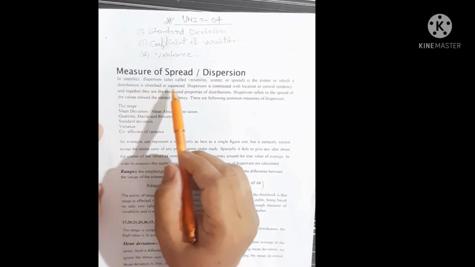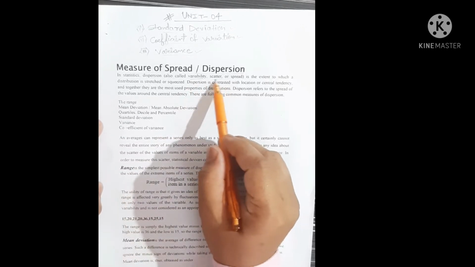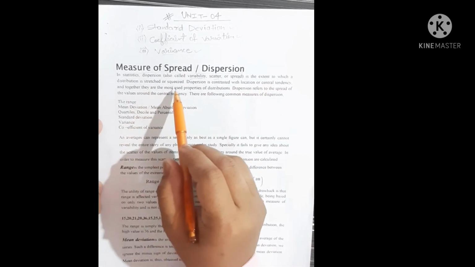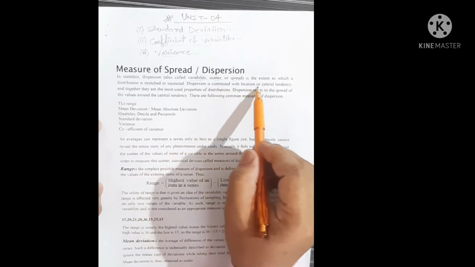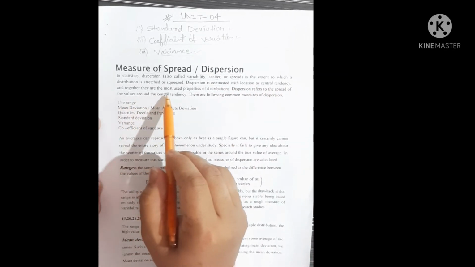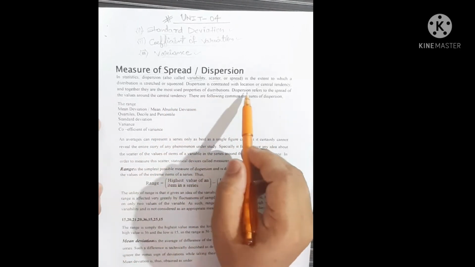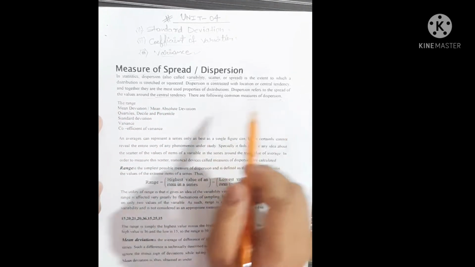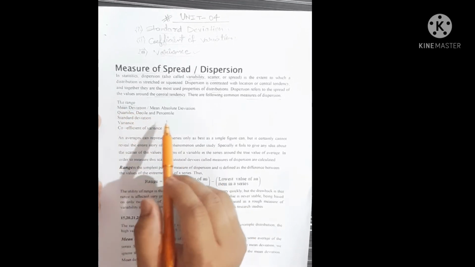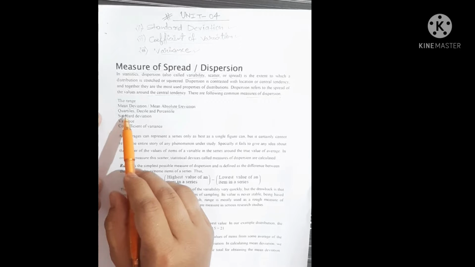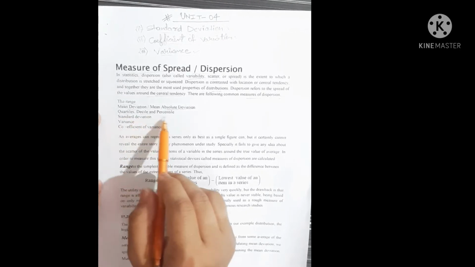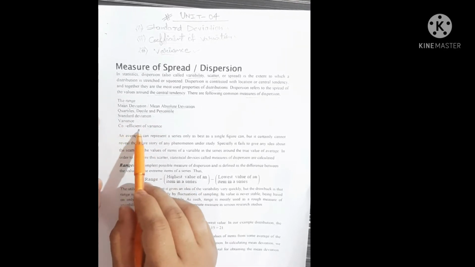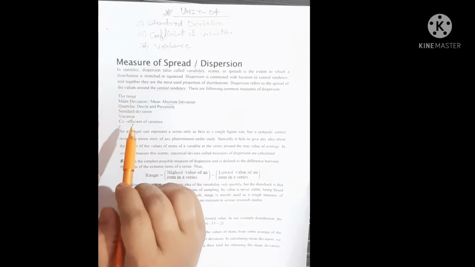In statistics, dispersion, also called variability, scatter or spread, is the extent to which a distribution is stretched or squeezed. Dispersion is contrasted with location or central tendency, and together they are the most used properties of distributions. Dispersion refers to the spread of values around central tendency. There are the following common measures of dispersion: the range, mean deviation or mean absolute deviation, quartile, decile and percentile, standard deviation, and after that variance or coefficient of variation. Now one by one we will discuss all these in this video.